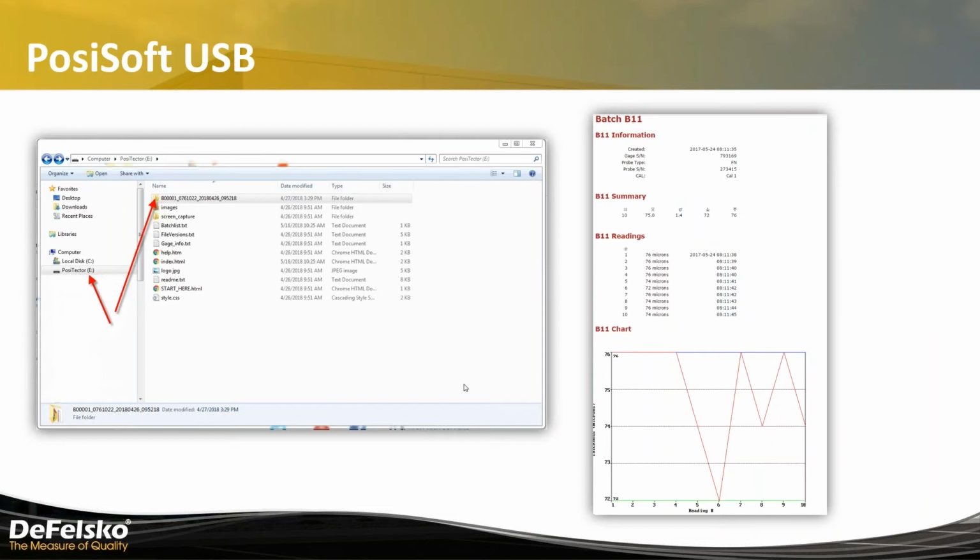So this is what it looks like. Basically, it just comes up as a mass storage device on your computer, similar to if you just plugged in a flash drive or something like that. So you can see just a pre-formatted report here on the side. It looks a little bit different now, but you get the idea. It's just very simple.